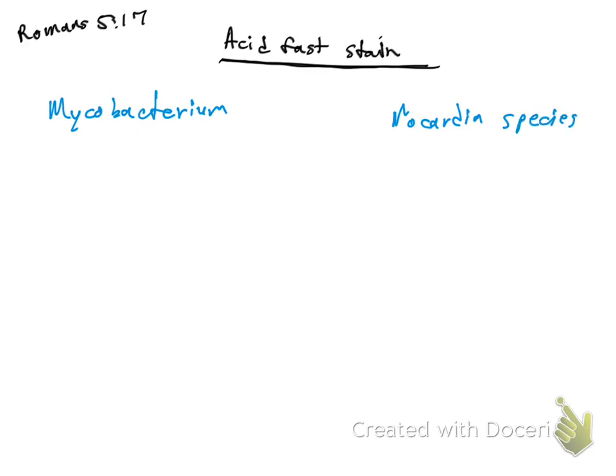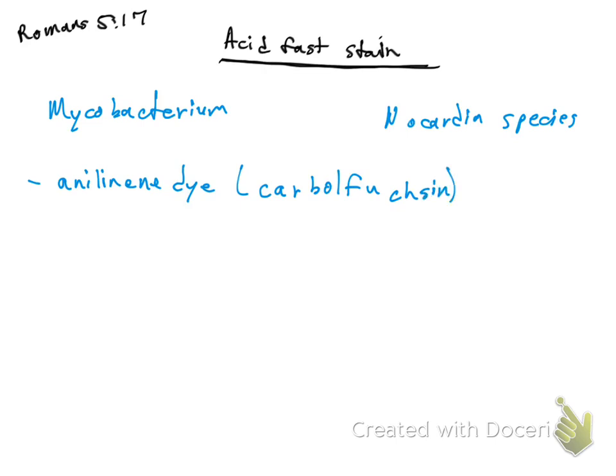Okay, now how are we going to do the acid fast stain? It is an easy process. Okay, so the process is as follows. You're going to apply an aniline dye. But you ask, what kind of aniline dye am I going to apply? We are going to apply carbolfuchsin. So it is spelled as follows: C-A-R-B-O-L-F-U-C-H-S-I-N, carbolfuchsin.